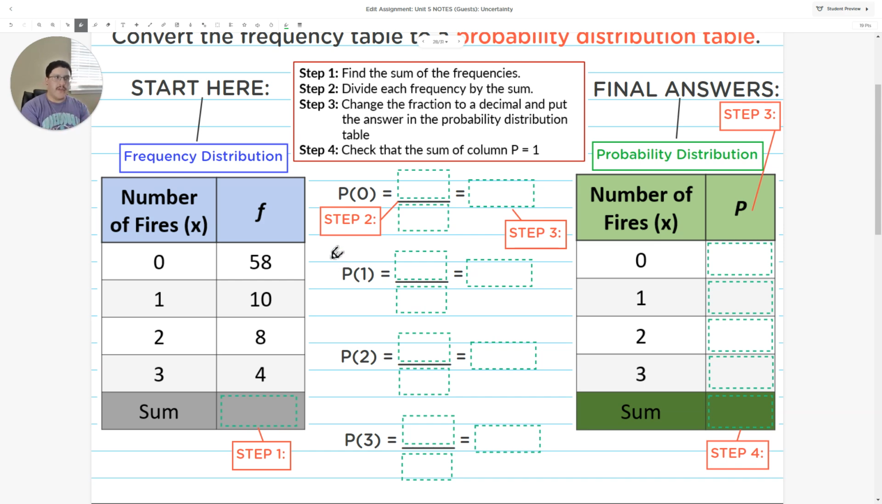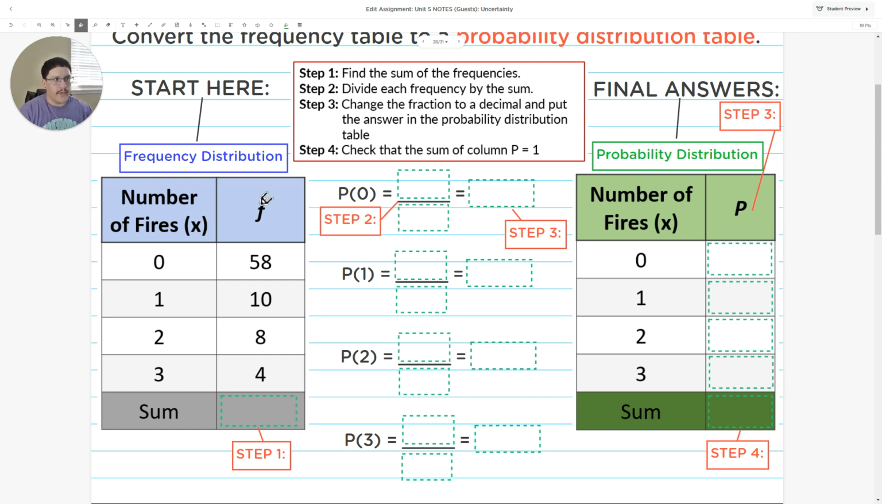So we have a frequency distribution table, which says how many times did this fire department have 0 fires? 58. How many times did it have 1 fire? 10. How many times did it have 2 fires? 8. And then how many times did it have 3 fires? 4. Within a certain day.